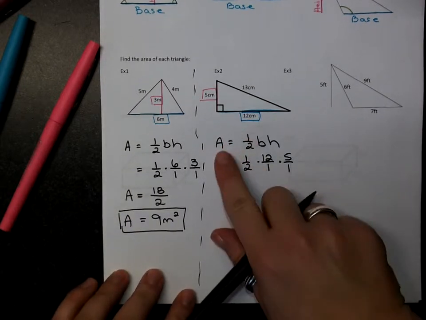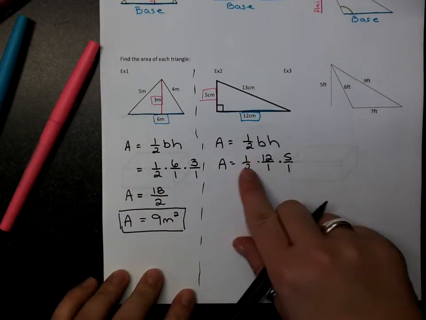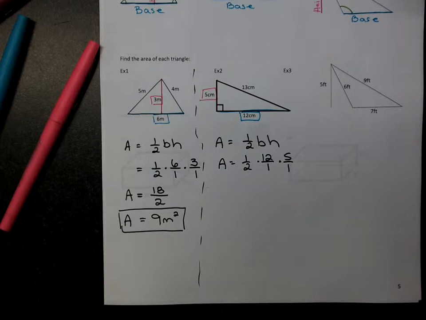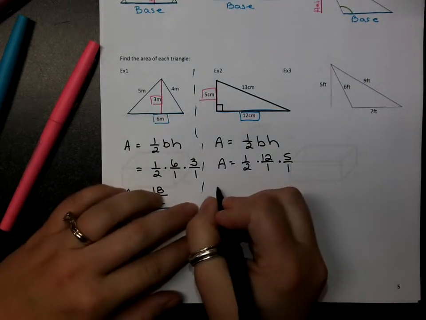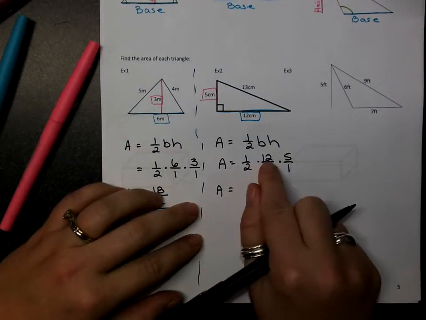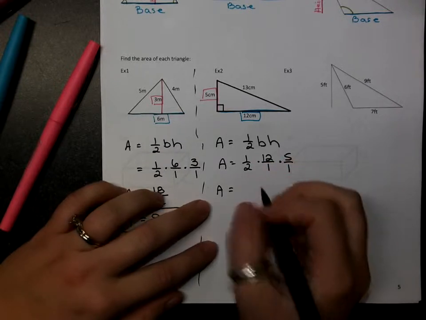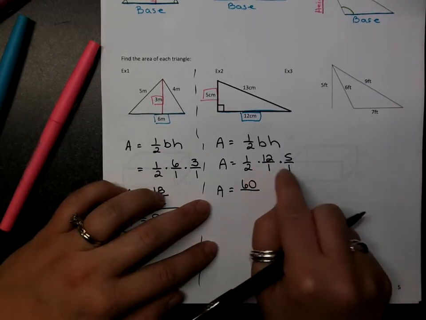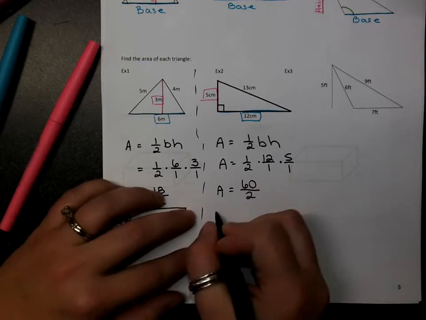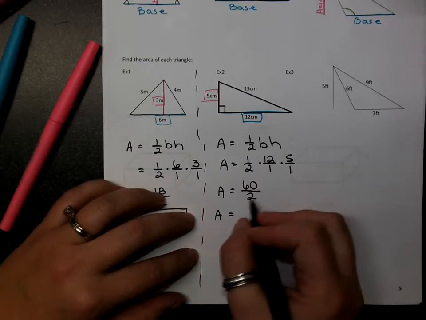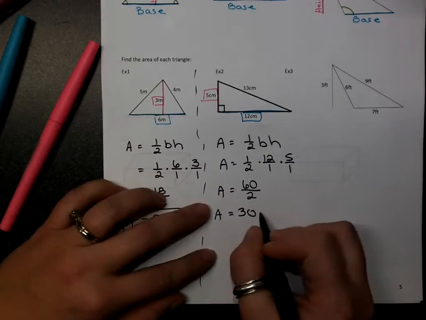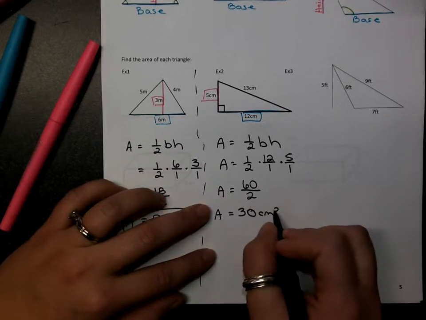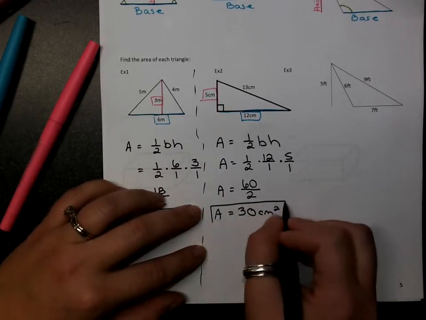Because this is the formula you're going to have to work with, this is how I suggest you set up your problem. So this is going to be all the tops. 1 times 12 is still 12 times 5. 12 times 5 is 60. Over 2 times 1 times 1, which is 2. 60 over 2 is 30 centimeters squared, so square centimeters.